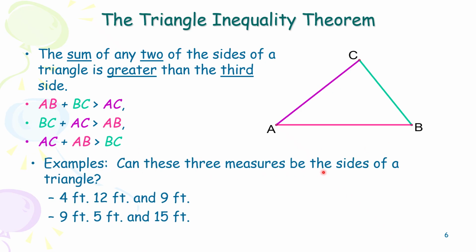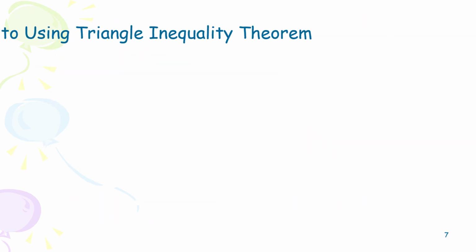Examples. Can these three measures be the sides of a triangle? We have 4 feet, 12 feet, and 9 feet. And we have 9 feet, 5 feet, and 15 feet. First things first, 4 plus 12 is 16, and 16 is greater than 9. So the answer is yes. This can be a triangle. 9 plus 5 is 14, and 14 is less than 15. So that's why no, because 9 plus 5 equals only 14.